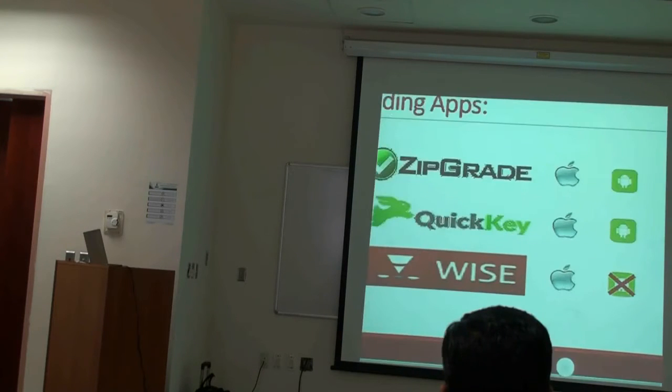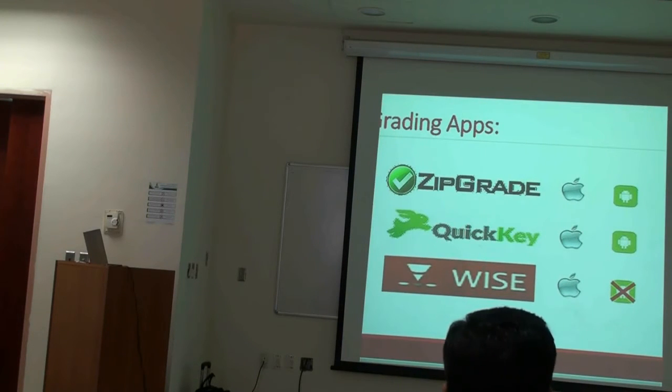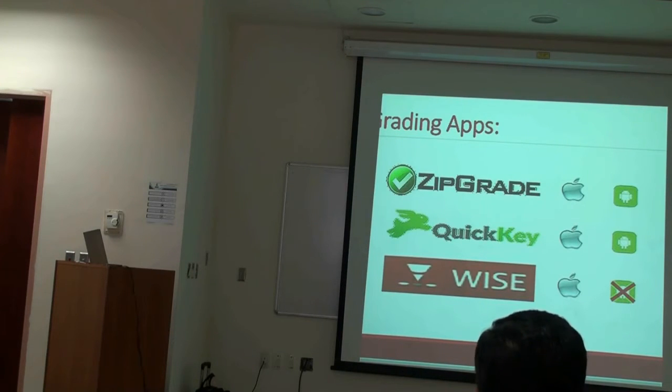I selected only three. ZipGrade is available on two platforms, App Store and Google Play. Kuki is another cool grading app, which is also available on two platforms. And the third one is Wise, which is only available on the App Store. I will talk today about only one app, the first one, ZipGrade, because it has many features. It uses forms similar to the ones that we use here at the ELI, and it's less complicated than the other two. So I prefer this app to be used.